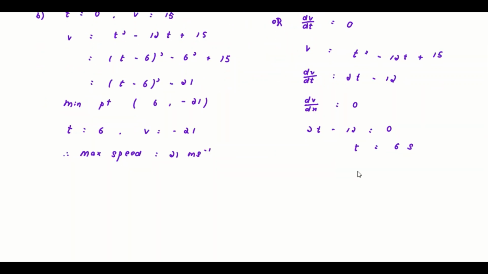Then I substitute back into my equation for velocity. 6 squared minus 12 times 6 plus 15. From here, I get 36 minus 72 plus 15, which will give me the answer of negative 21 also. So the maximum speed is equal to 21 meters per second. I hope that you can get the idea of this. So that's the part for the examples.